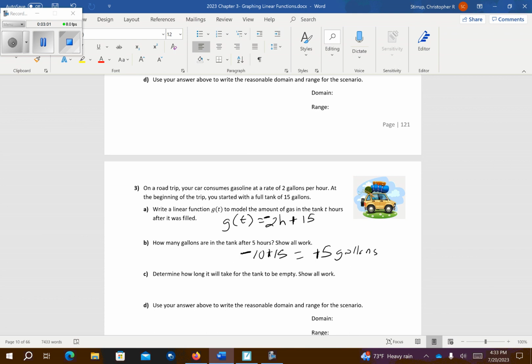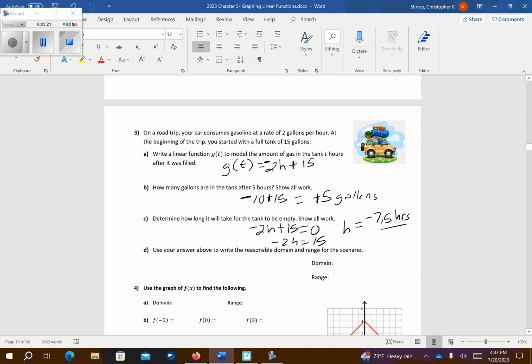Determine how long it will take the tank to be empty. So you're going to go negative 2H plus 15 equals 0. Subtract 15 from both sides. Divide each side by negative 2. So it looks like 7.5 hours of driving, you'd have an empty tank. Ask your teacher about the domain and range. Make sure you feel good about that.